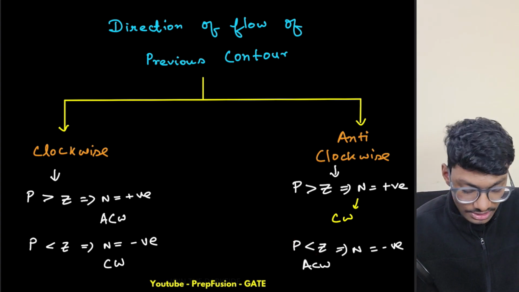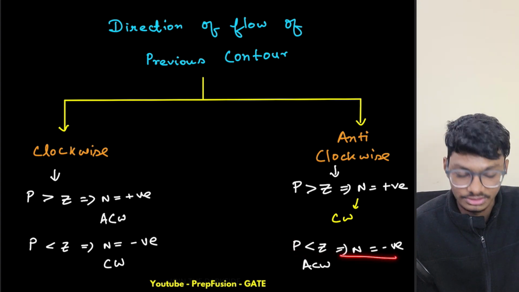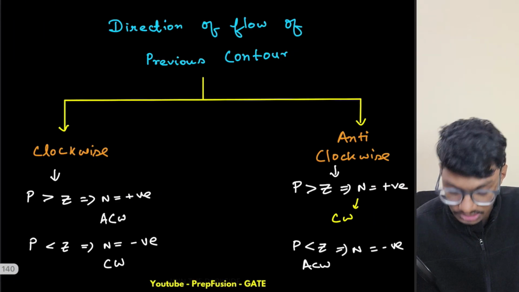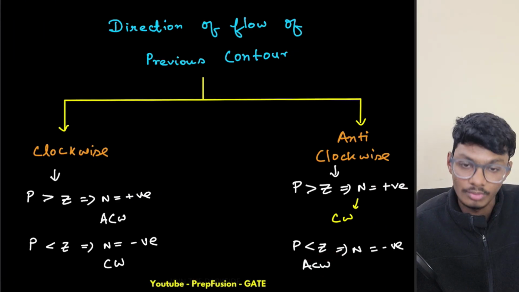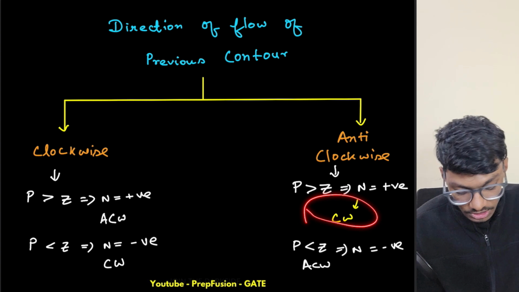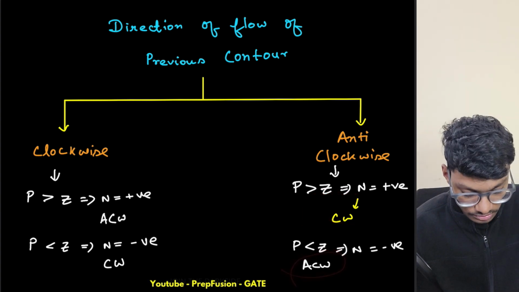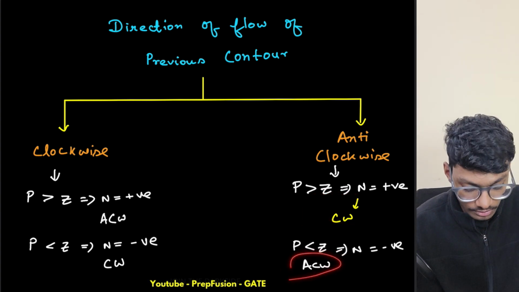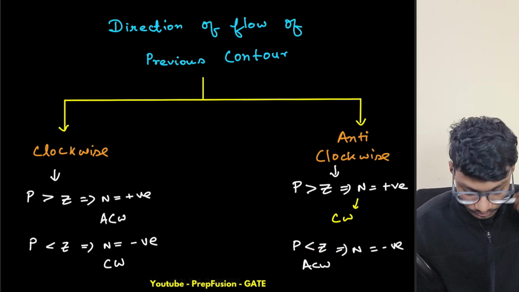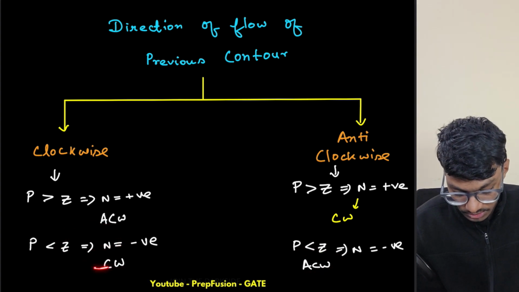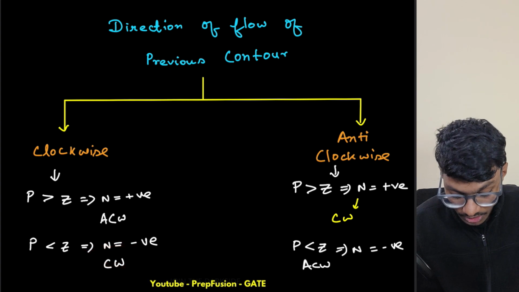And if p is less than z, what does it mean? The n becomes negative. Here p is less than z, n becomes negative, so the direction of the mapped contour becomes anti-clockwise, right? So this is opposite to the contour, and this is with the contour. Here it is the same direction of contour.